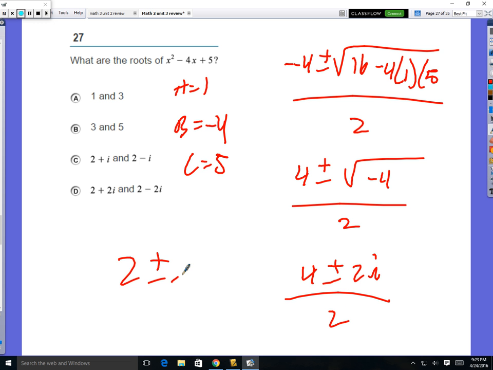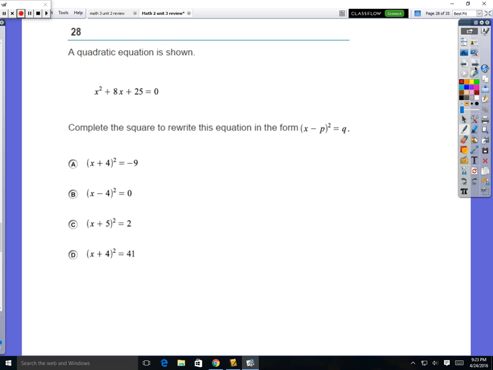2 plus or minus i. So we're going to go C. 2 plus i, 2 minus i. 28.